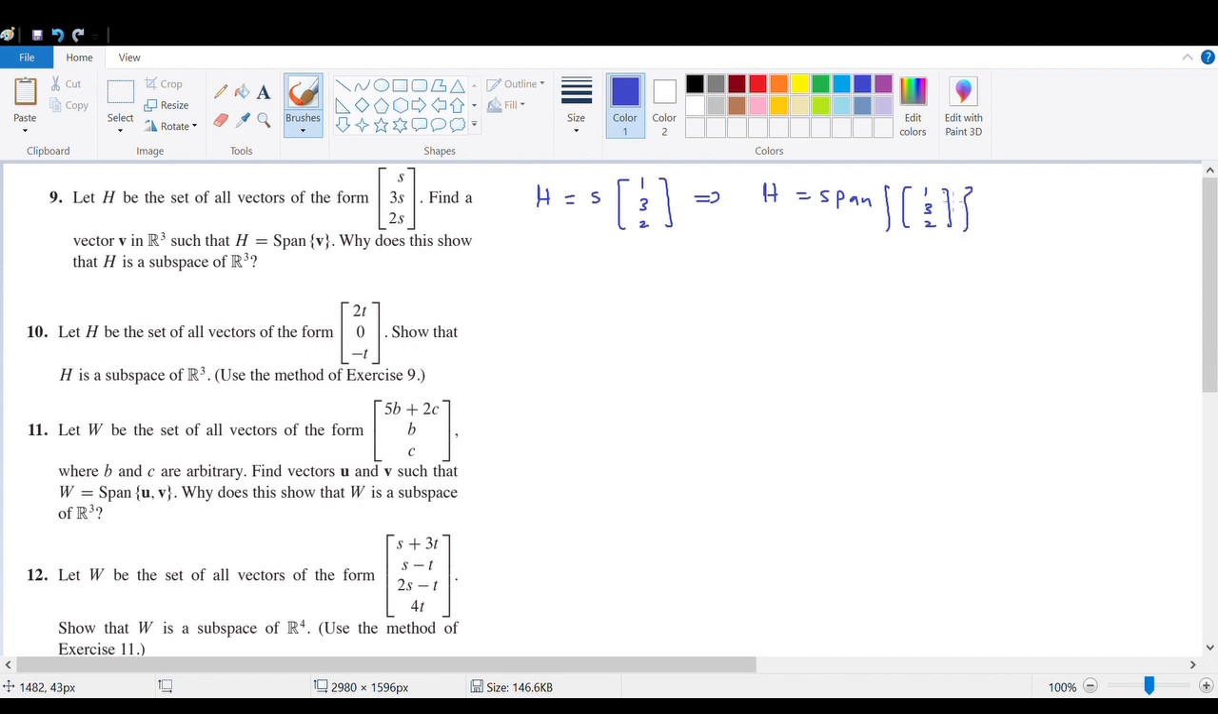So why does this show that H is a subspace of R3? Because we can represent H as a span of a vector. So by theorem 1, it is a subspace of R3. So H is a subspace of R3 by theorem 1.